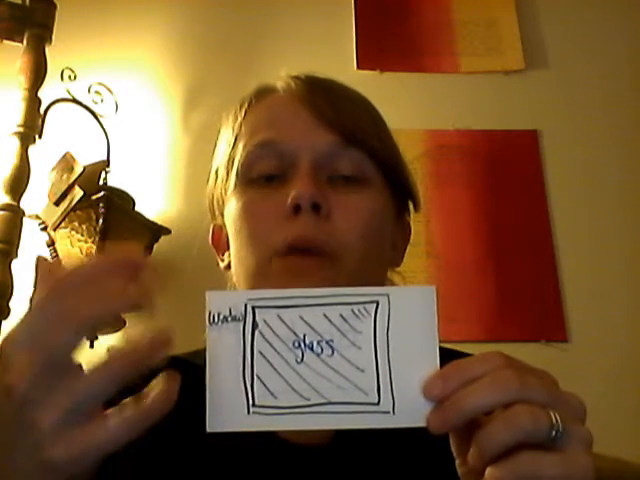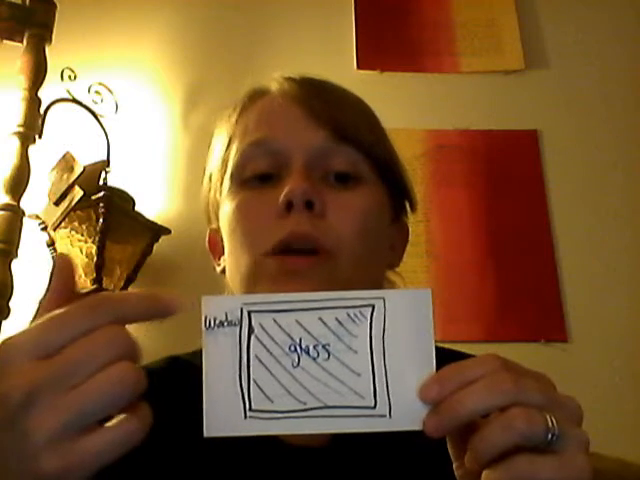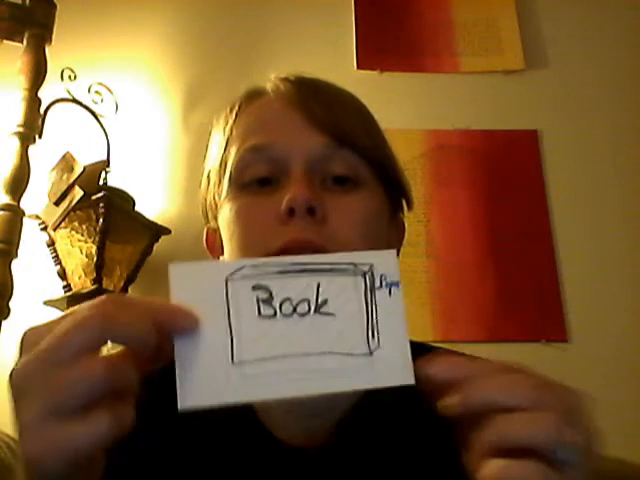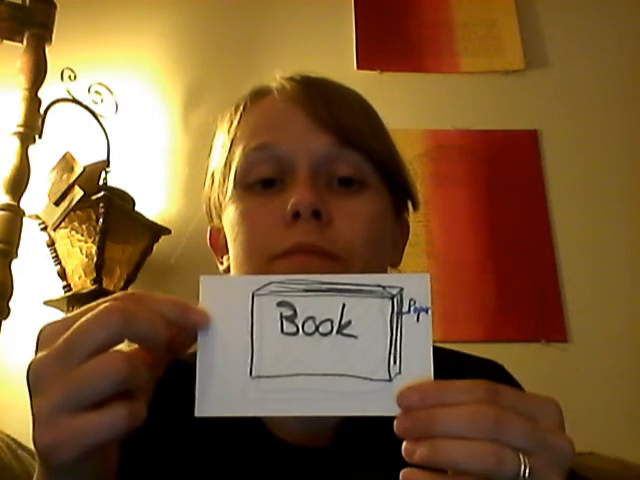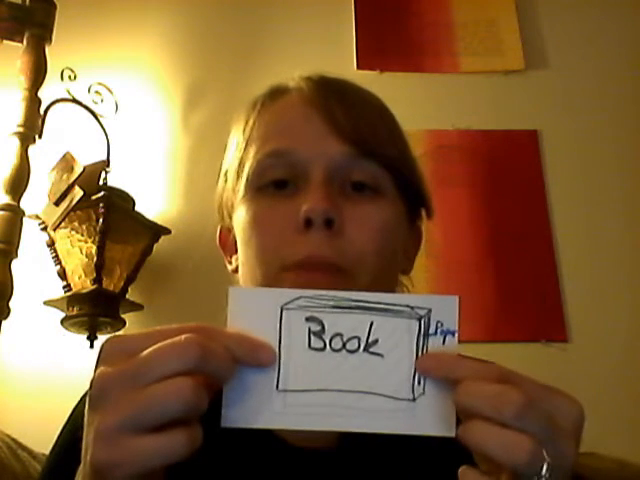So you might come across something that says window is to glass as book is to what? Well, how about paper? Paper is a part of the book, right? It's just a simple analogy. You can find many more of these on Google. Super easy to find. You just Google analogies, okay? And in your assignment, you're going to have some of those as well. But that's just kind of a brief overview of what an analogy is.